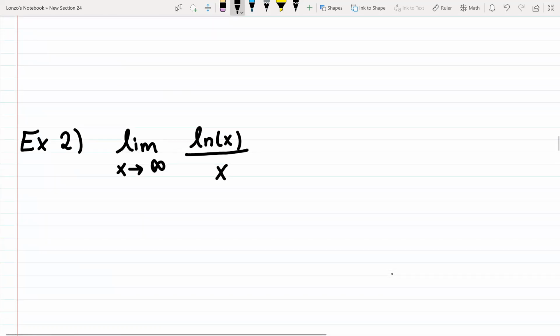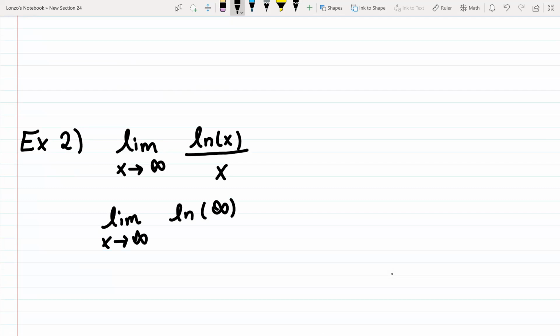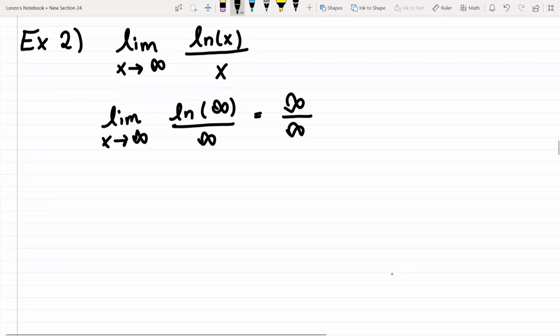Let's do example 2. What is the limit as x approaches infinity of ln of x over x? Let's see if we plug in infinity. This would be ln of infinity over infinity. So what is the ln of infinity? It's actually going to be infinity. And then on the bottom is infinity. So it is in indeterminate form, infinity over infinity. So we're going to have to apply L'Hopital's rule.